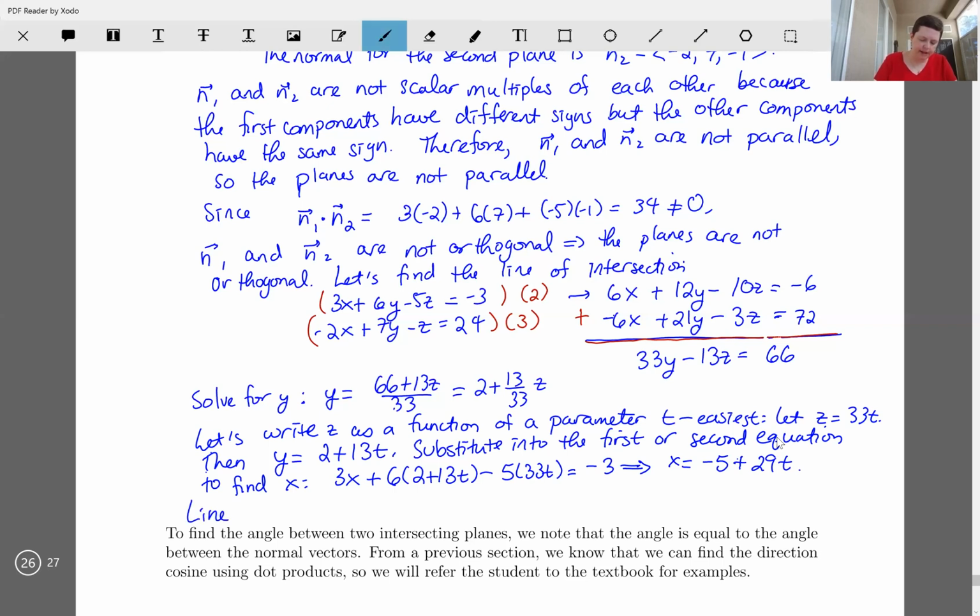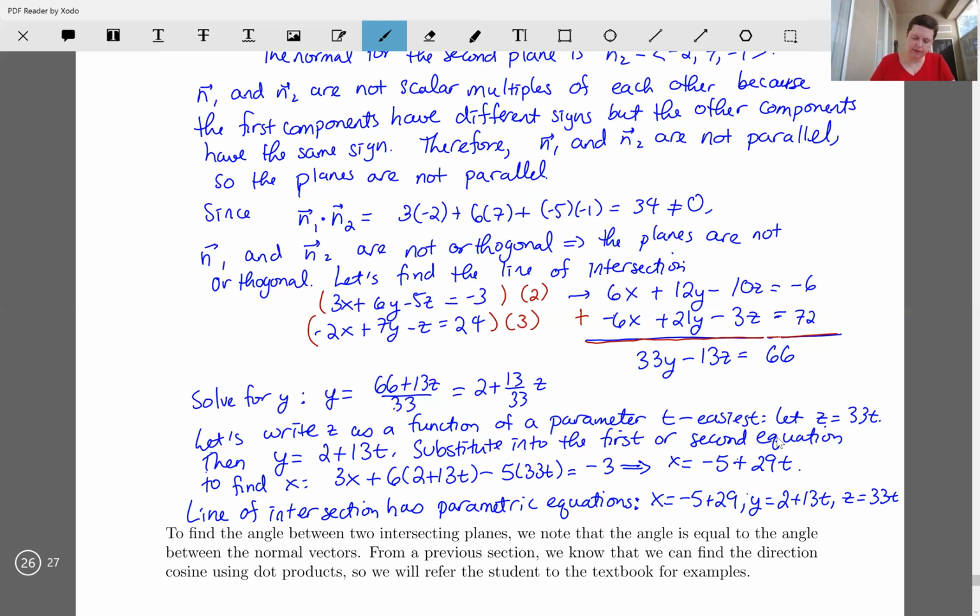So the line of intersection has the parametric equations, and we could find any other form we wanted. But let's do the parametric equations because we already got them. So x equals -5 plus 29t, y equals 2 plus 13t, and z equals 33t.